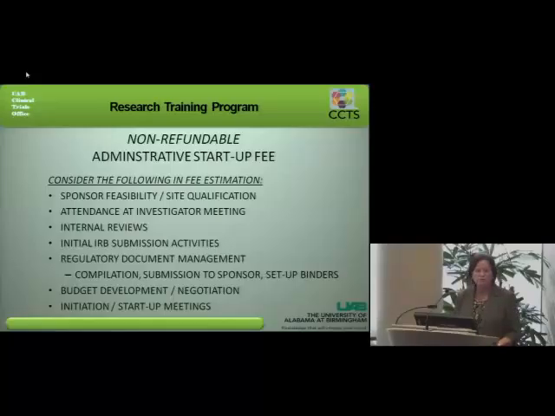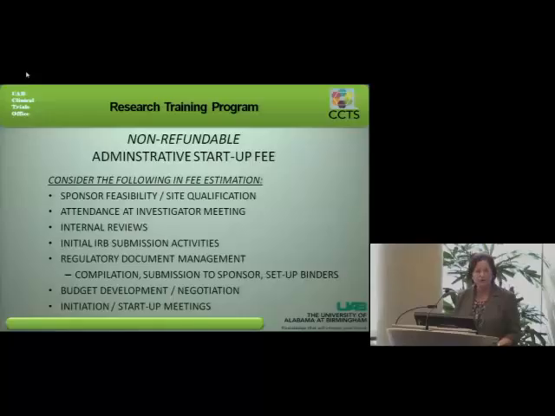There may be internal review processes that the cost of which need to be covered. You've got your initial IRB submission activities, regulatory document management up front before the study ever starts. You're compiling documents, you're submitting them to the sponsor, you're making revisions based on sponsor requests, you're setting up binders for your regulatory work, and then don't forget you're doing the budget development and negotiation, and that is time from your unit that needs to be covered.